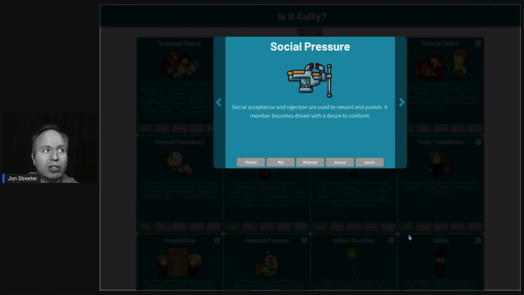Okay, social pressure. Social acceptance and rejection are used as a reward and punishment. A member becomes driven with a desire to conform. I don't personally think of myself as too socially involved with the other members of the community theater. And I've never felt that this has really happened. They don't use it as a stick or carrot or anything. I'd say minimal. Okay.